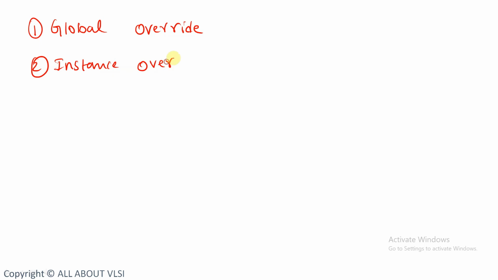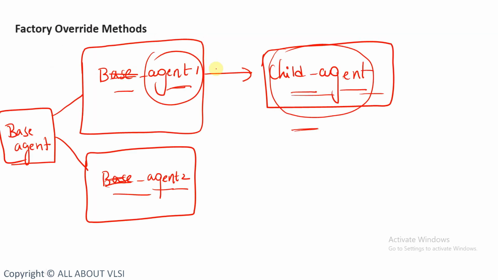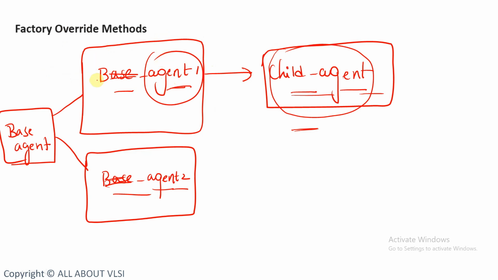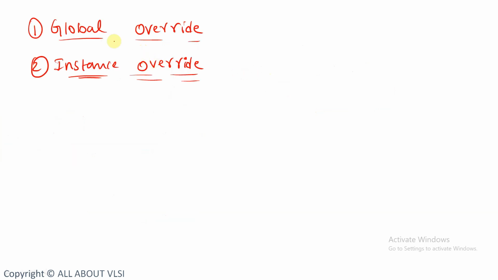So basically there are two types of factory overriding methods. One is known as global override and another is known as instance override. In the case of global override, you are basically overriding all the instances which are present with your required instance. And in the case of instance override, you are overriding only the instance you needed with the required instance. So this is the difference between global override and instance override.